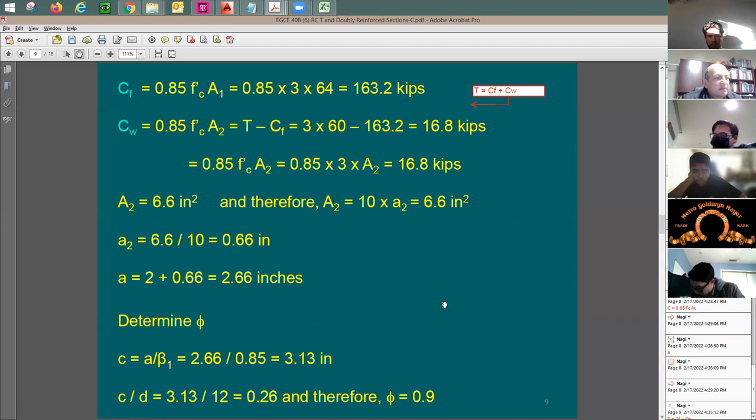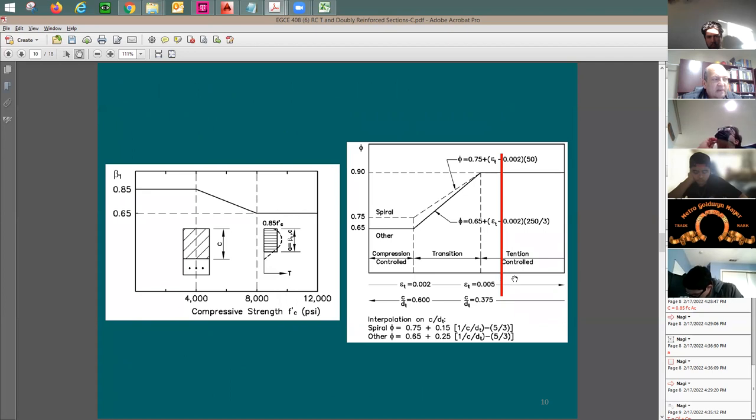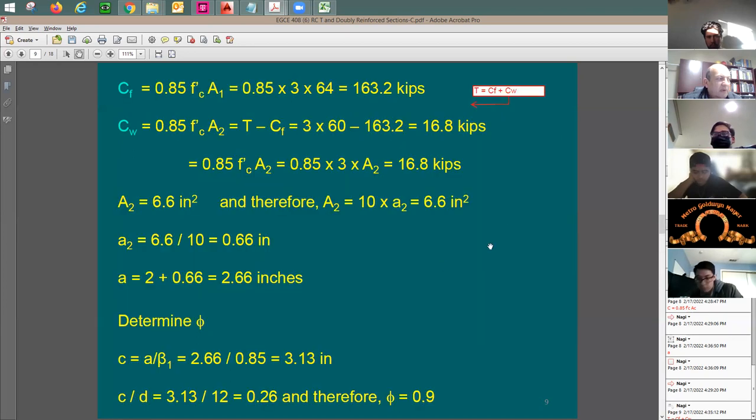Look at this. This gave you 0.26. 0.26 means in this side, right? c over d is giving you in the right side 0.375, 0.6, going this way. So my phi factor here equals 0.9.